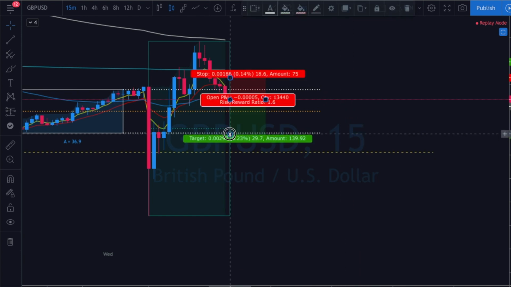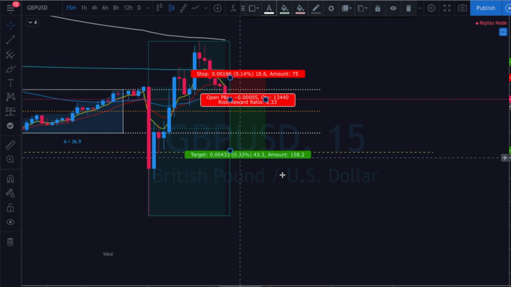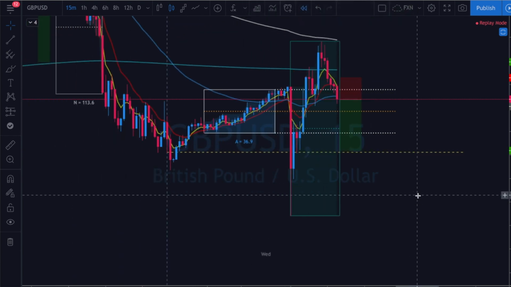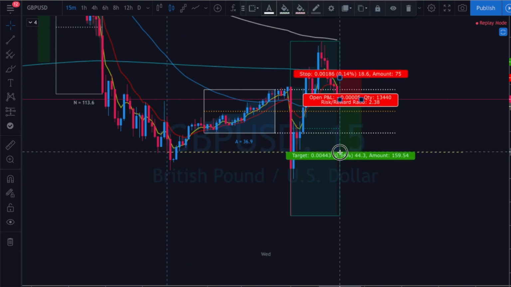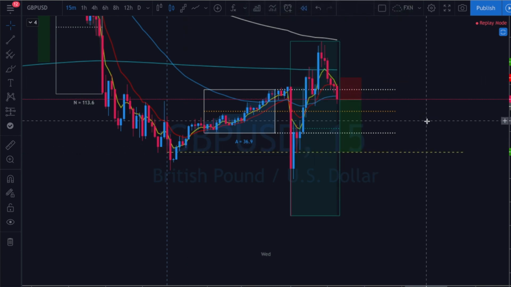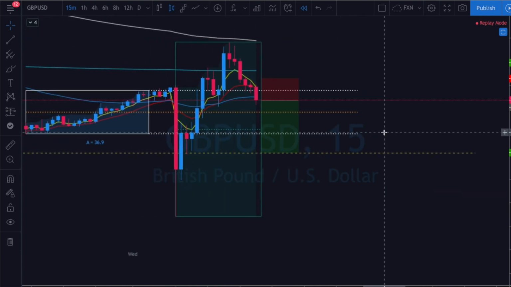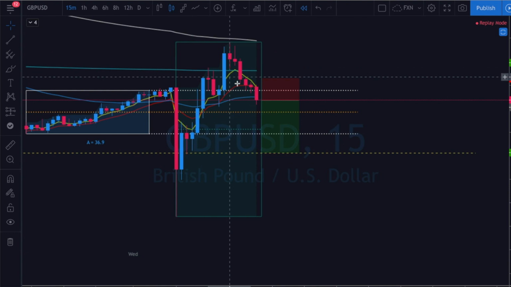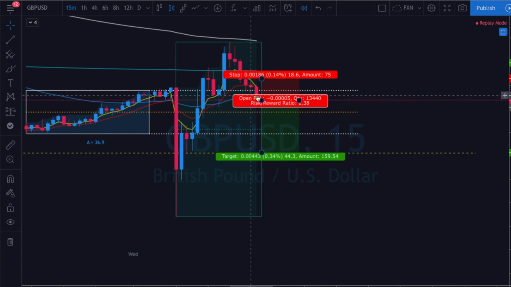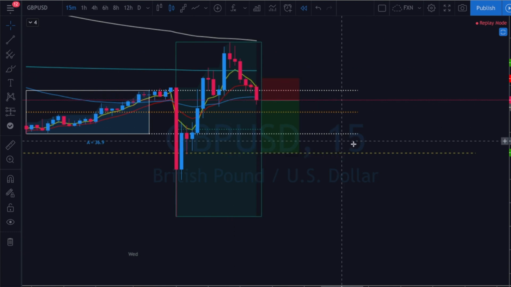And then where would you take it to? The first obvious place for me would be yesterday's low here, because that's an easy 2-to-1, well over 2-to-1 target. The only thing that I don't like is really the timing aspect of it. It's very late into the London session.